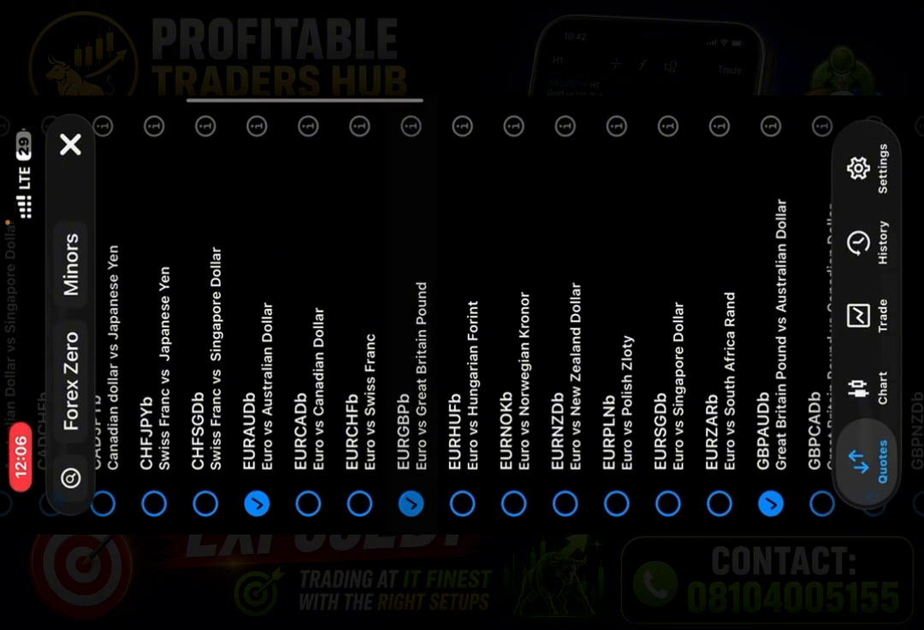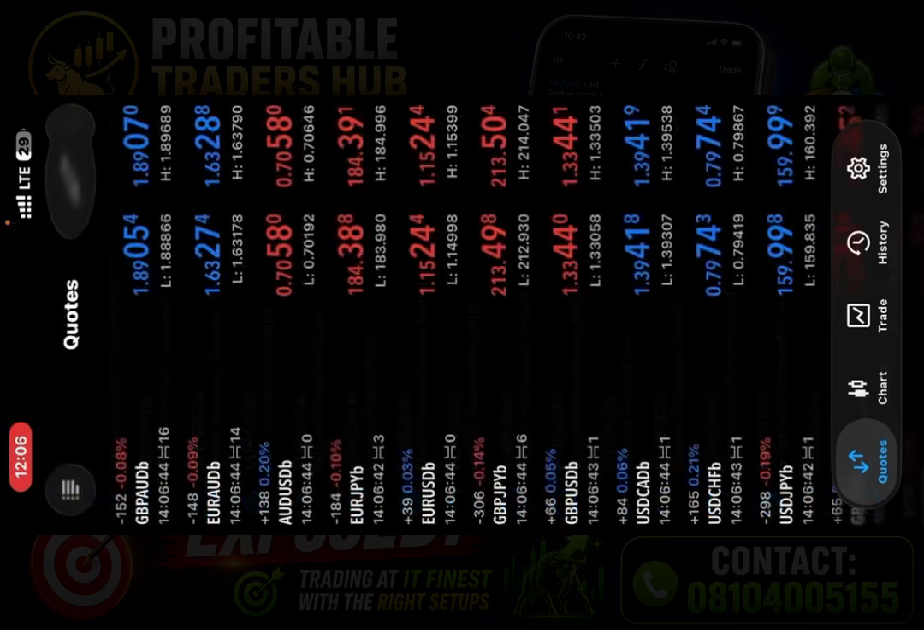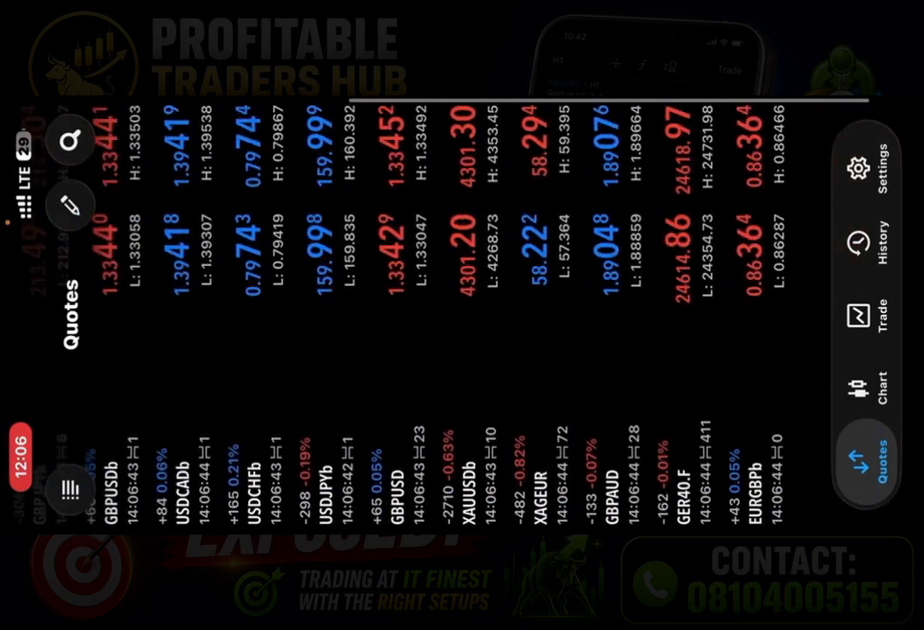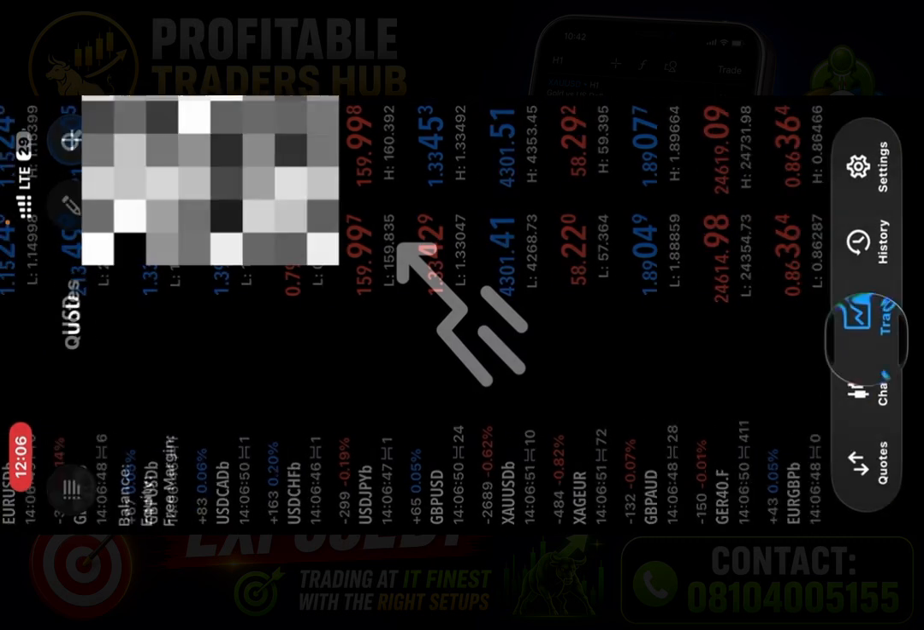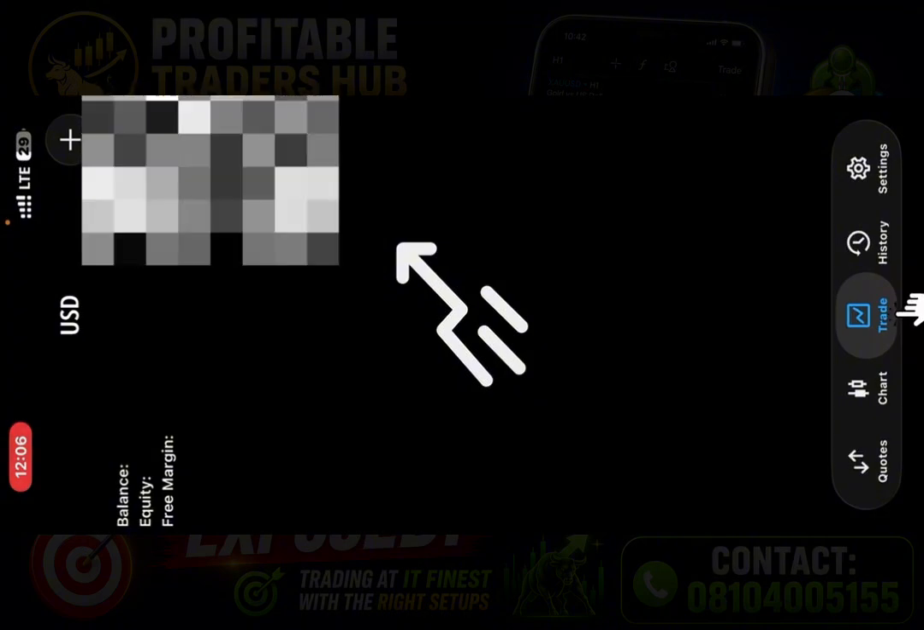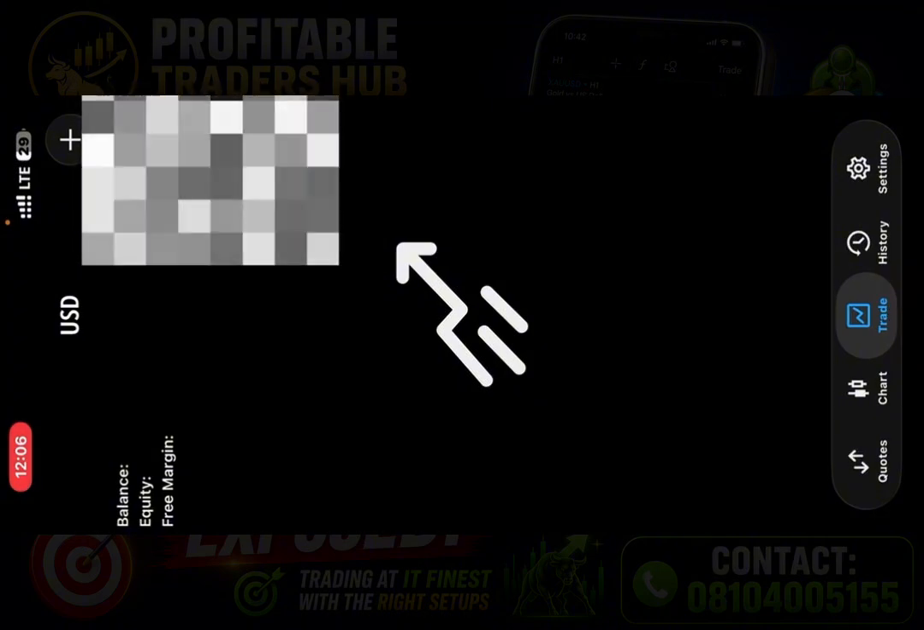Euro GBP added. Now you could see when I ticked on this, there wasn't any delete pop-up, which means it has been added. All I need to do is just to exit. I've just exited. Now when I come down, look at it here at the downside. That's that for that. So for the trade, it's just the balance, equity, free margin, right?